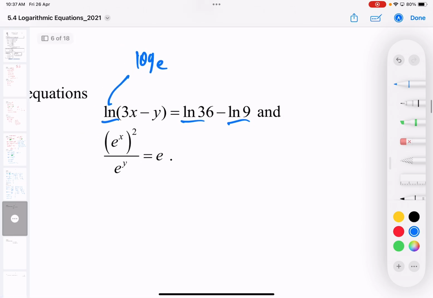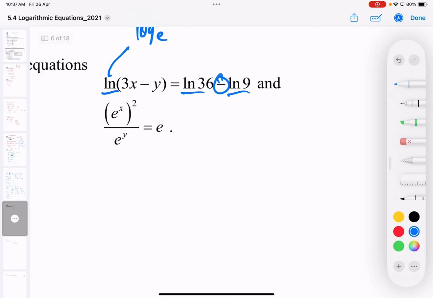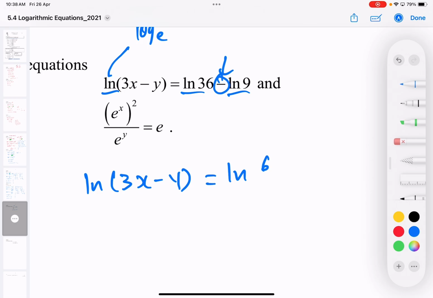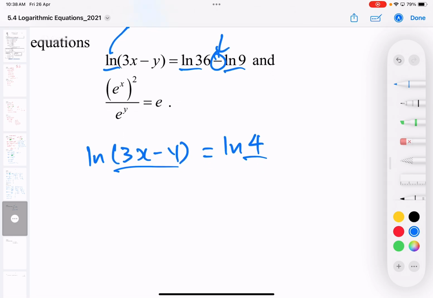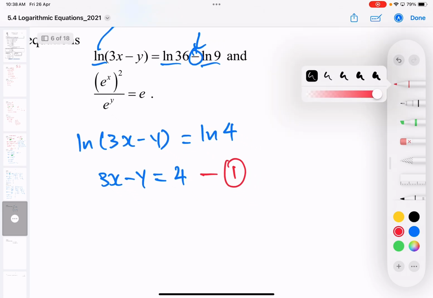Because everything is the same base and this is minus, I know that this is basically ln of (3x minus y), and ln 36 minus ln 9 is what? Divide. So what is 36 divided by 9? The multiplication table. 4. So you know that this is 4. Because of this, we can just compare the results. 3x minus y is equal to 4. This is my equation 1.